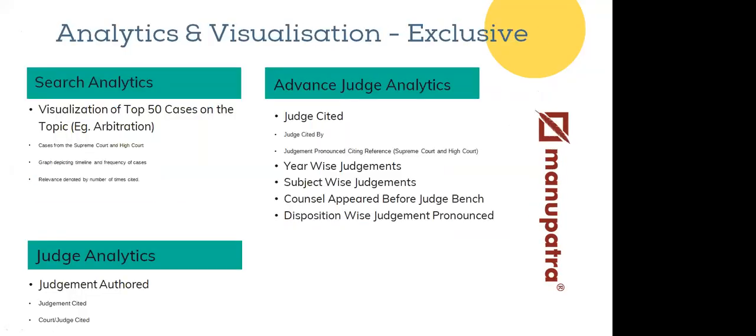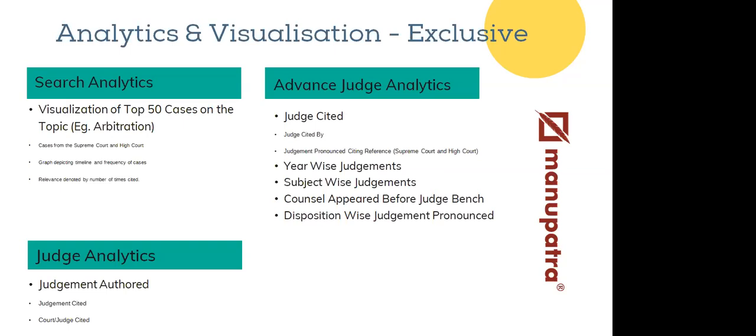The next is, again, I saw it in the chat window, that we provide analytics features. So what are analytics features? We provide three kinds of analytics, and again, these are AI features that we offer. First is, if you just have to study a subject, suppose arbitration, you can go to search analytics and write arbitration there. It would show you a visual representation of all the top 50 cases on that topic. You get cases from the Supreme Court and the High Court. There's a timeline, it depicts the frequency of cases in a particular court in a particular year. And the relevance is also denoted by the number of times it was cited. You also get a tabular list along with it.